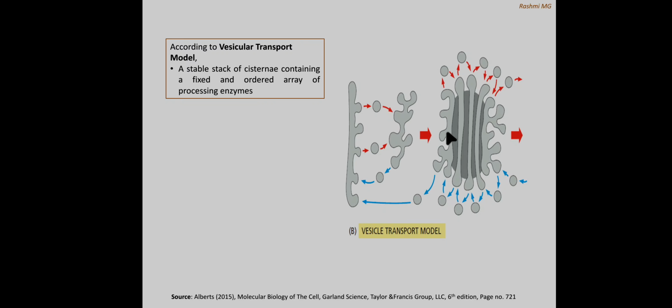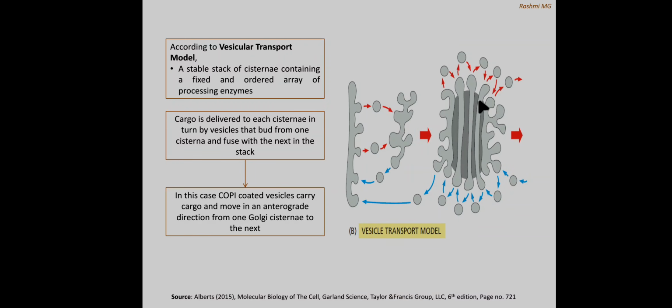The other model which explained the transport of proteins through cisternae was the vesicular transport model. According to this, a stable stack of cisternae contains a fixed and ordered array of the processing enzymes. Cargo is delivered to each cisterna in turn by vesicles that bud off from one cisterna and fuse with the next in the stack. In this case, COPI coated vesicles follow anterograde direction movement to transport the particular protein across the cisternae.